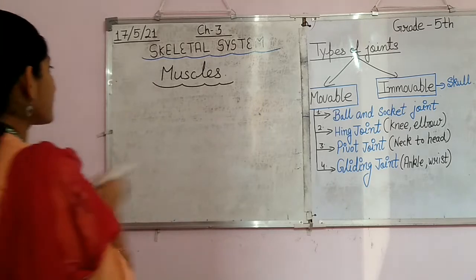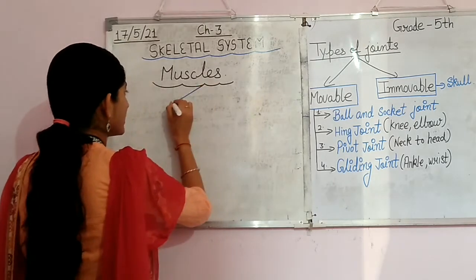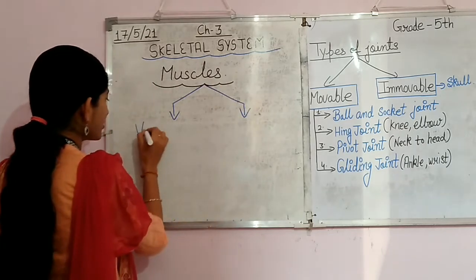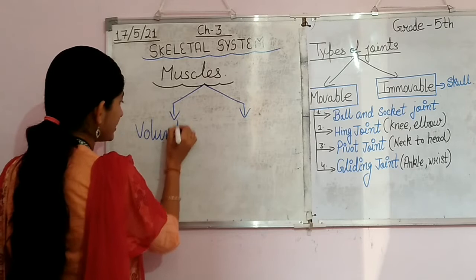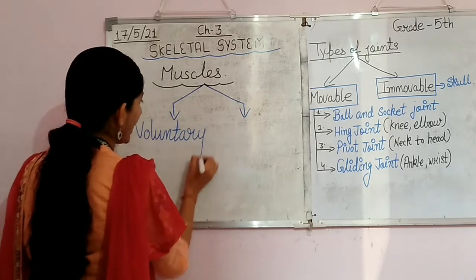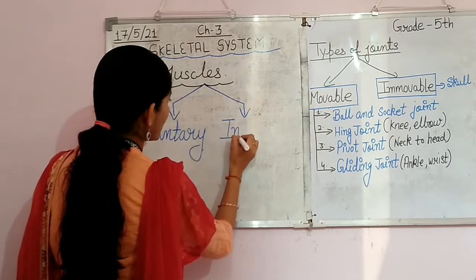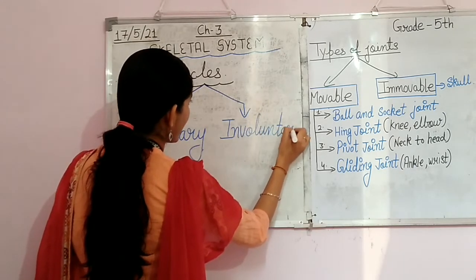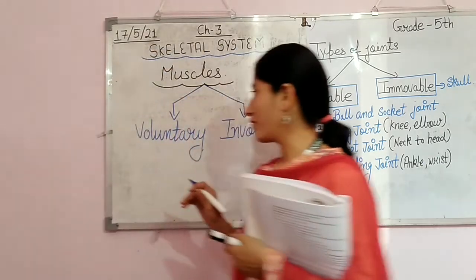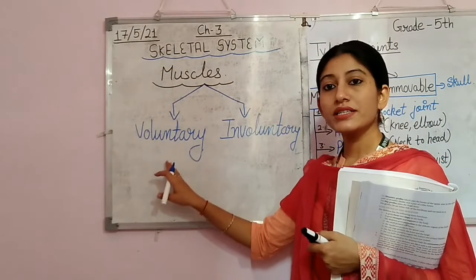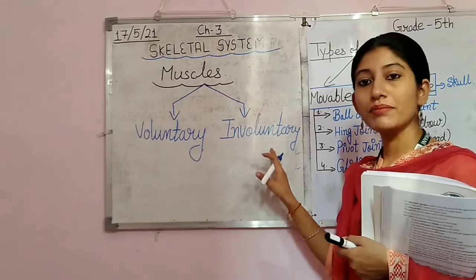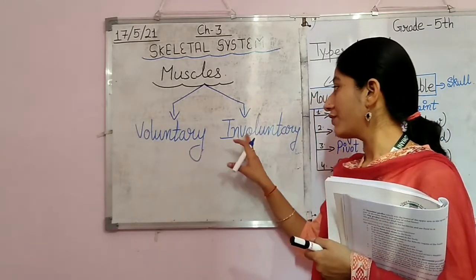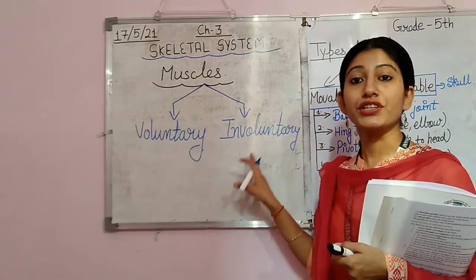What are these? So when we talk about the muscles, we have two types of muscles. The one is called voluntary, V-O-L-U-N-T-A-R-Y, and the other is called involuntary, I-N-V-O-L-U-N-T-A-R-Y. We have two types of muscles, voluntary muscles and involuntary muscles. Now, what do you mean by voluntary muscles and what do you mean by involuntary muscles?